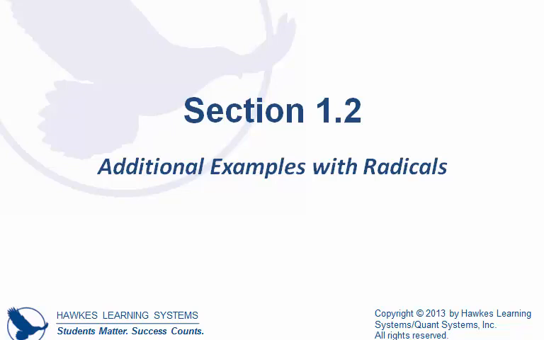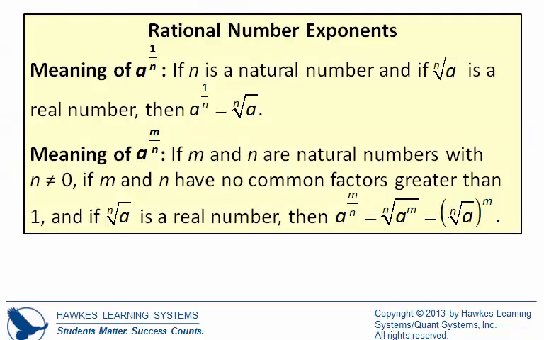We'll now look at one additional set of examples involving radicals. We begin with several definitions. The first definition gives us the meaning of a to the 1 over n. What we're going to do here is key in on this part of the definition that says a to the 1 over n is equal to the nth root of a.